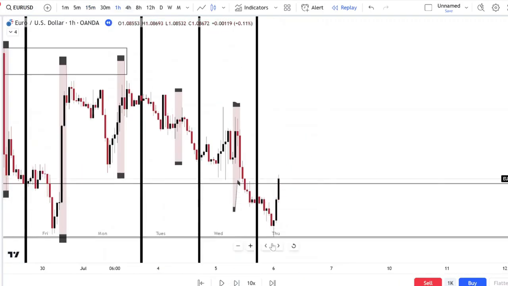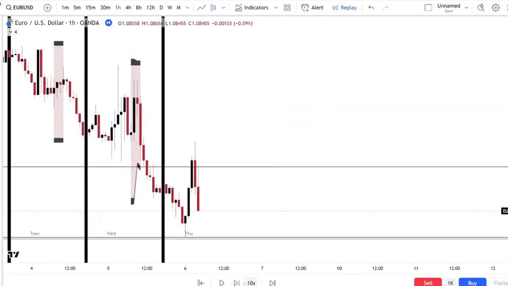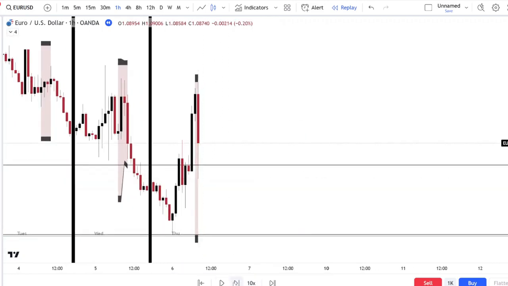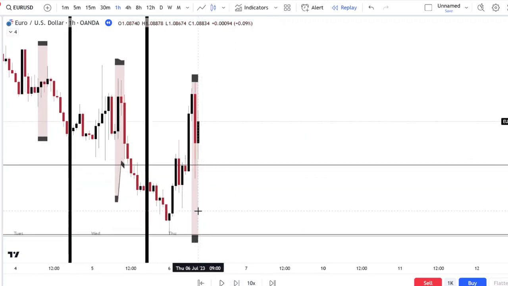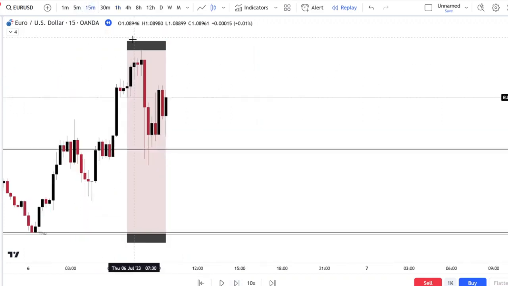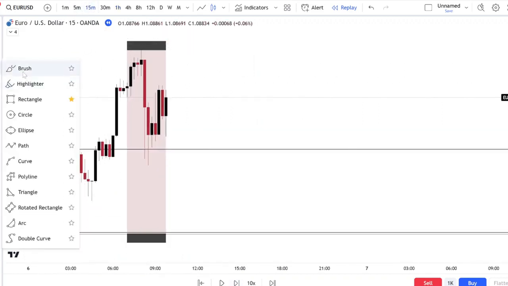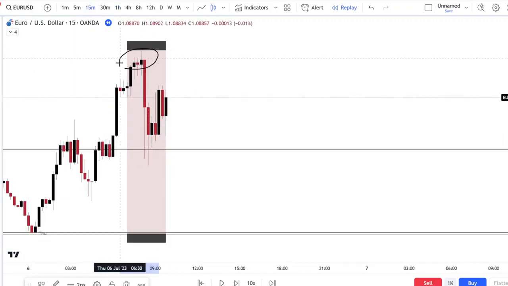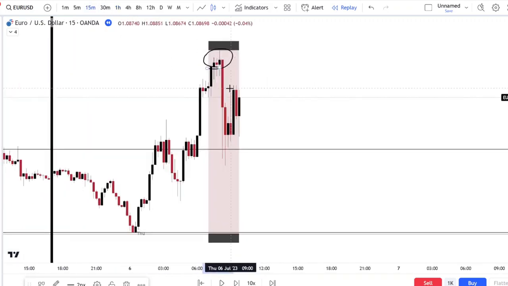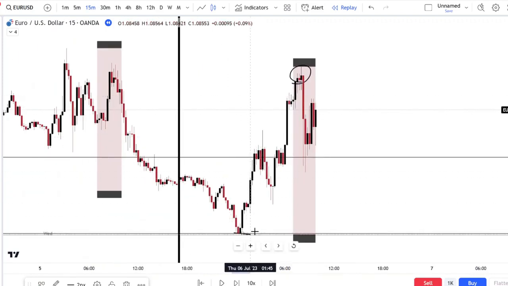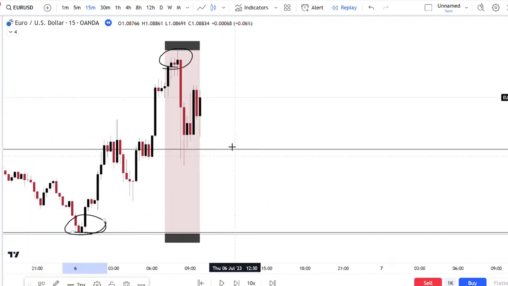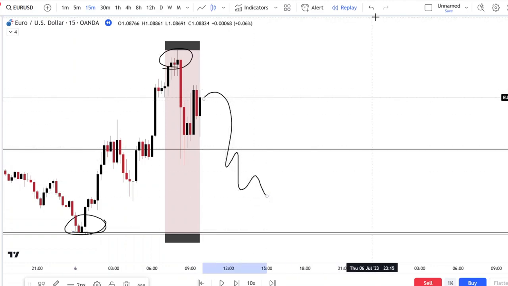Okay, we have a rejection. Okay, so we had our HOD. It was formed in our peak, so we would be looking for a continuation, and our low of the day was previously set. So we are looking for a reason to take price short.